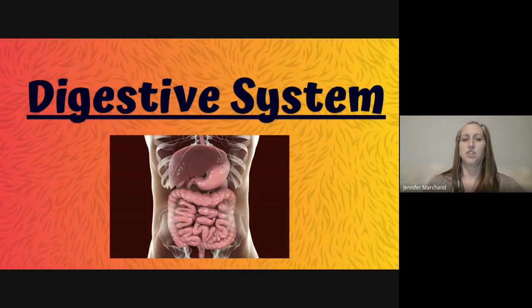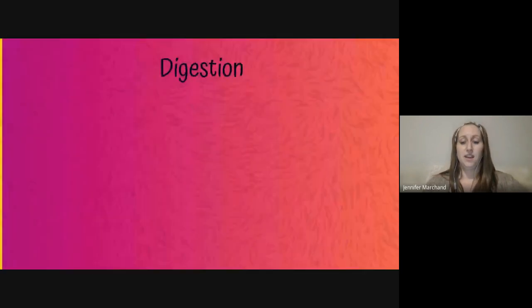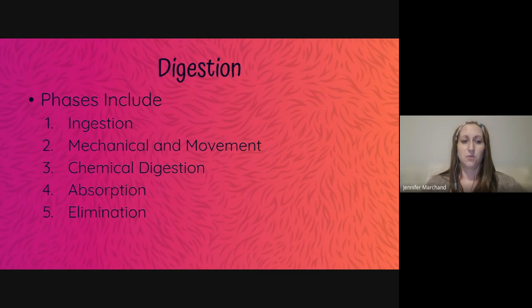So with the digestive system, what we're talking about here is how does our body get nutrients from food? And so that all starts with our phases of digestion, which include ingestion. That means putting something in your mouth. There's mechanical digestion, which is chewing up your food, then the movement down your throat. Chemical digestion happens within the stomach, the enzymes in the stomach, the organisms, the bacteria, all of that is part of the chemical digestion. Absorption, which is going to happen in your intestines.